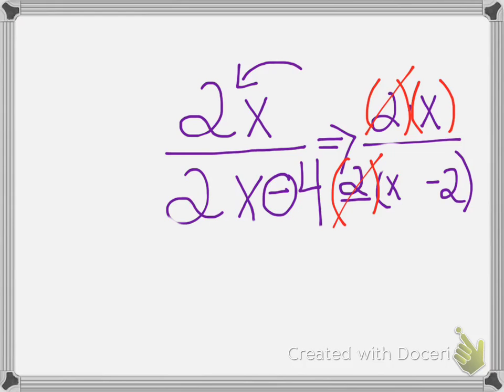So those cancel out, and what does it leave you? It leaves you with an x over x minus 2. And though you may be tempted to cancel this x and this x out, I caution you, don't do it if you want to be right.